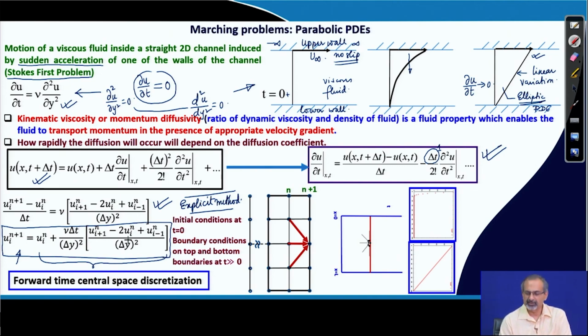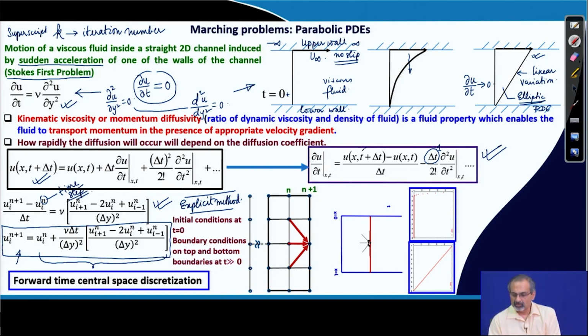Now, when we solved the Laplace equation, you might remember that we had used a superscript k, which stood for the iteration number or the iteration count. Here the superscript n stands for the time step. So, in terms of indices, u at x, t plus delta t is given by u i n plus 1, and u at x, t is given by u i n. That is how we are trying to work it out.